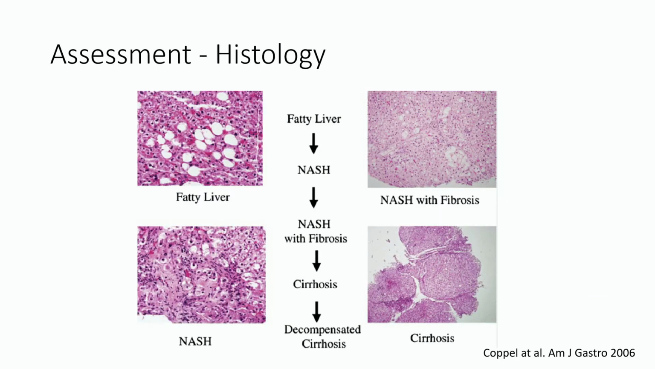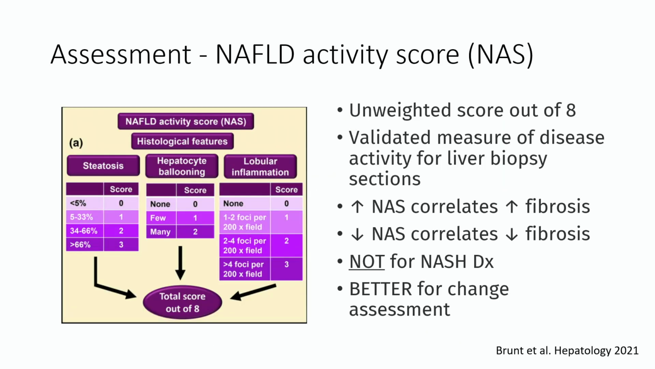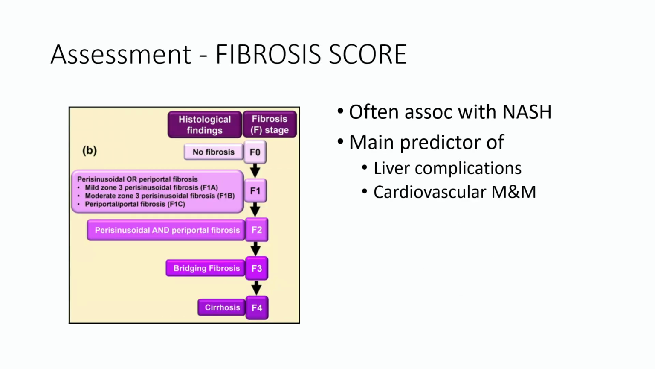When we are talking about the impact of these interventions, a lot of these studies talk about changes in histology. So remembering that fatty liver disease on the top left-hand corner will go down to NASH, which will turn into NASH with fibrosis and then to cirrhosis. That is sometimes encapsulated in a score called the NAS score, which is essentially an unweighted score out of 8, which validates the measure of disease activity on liver biopsies. Now, it's not a diagnostic score, but it does correlate in terms of change, and that's very helpful when you're trying to work out whether an intervention is working or not. And finally, the fibrosis score of 0 to 4 in terms of changes in fibrosis. These are important to remember because fibrosis is associated with NASH and is the main predictor of liver complications and M&M cardiovascularly.